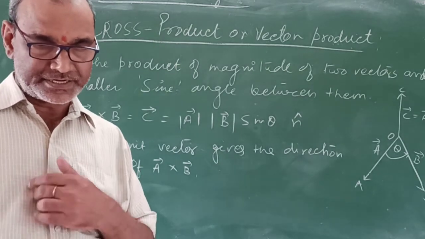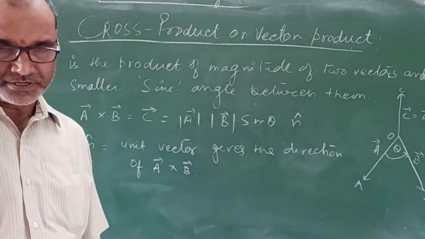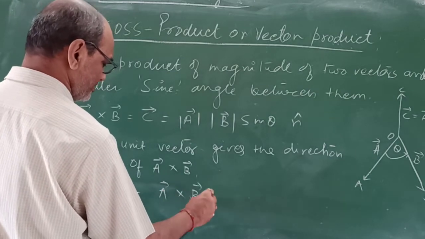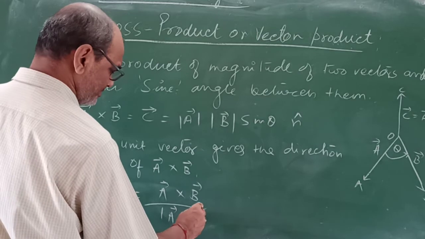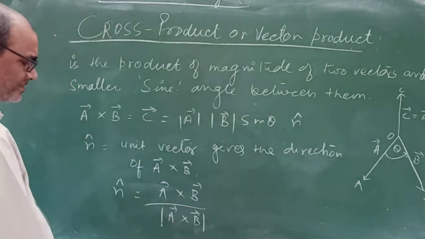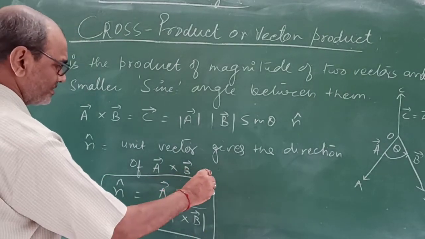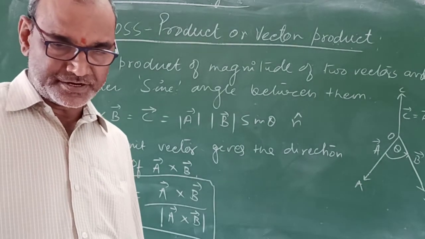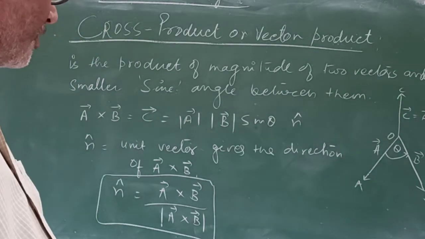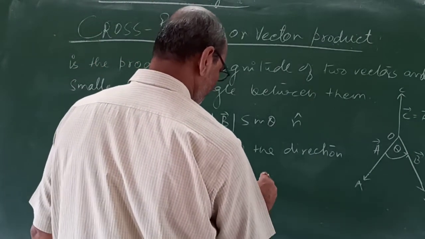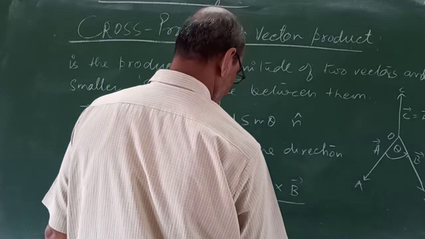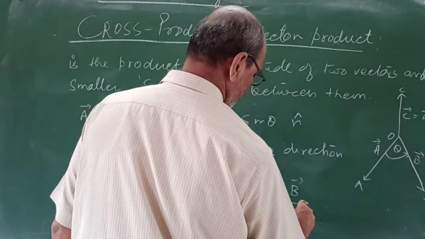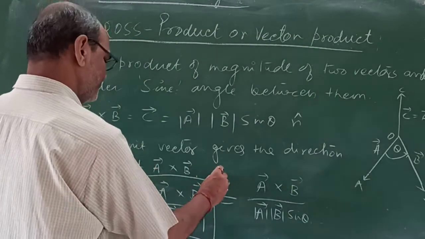Then we can also find the unit vector. n cap is equal to A cross B by the modulus of A cross B. That is how to find the unit vector. n cap is equal to A cross B by the magnitude of A cross B. We can also write A cross B by AB sine theta. But this one is the appropriate way.